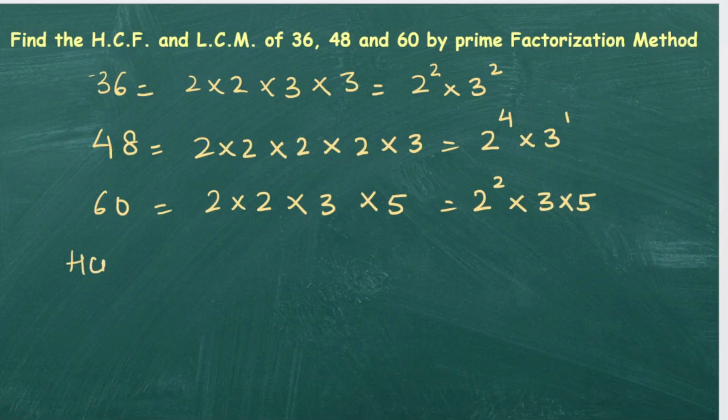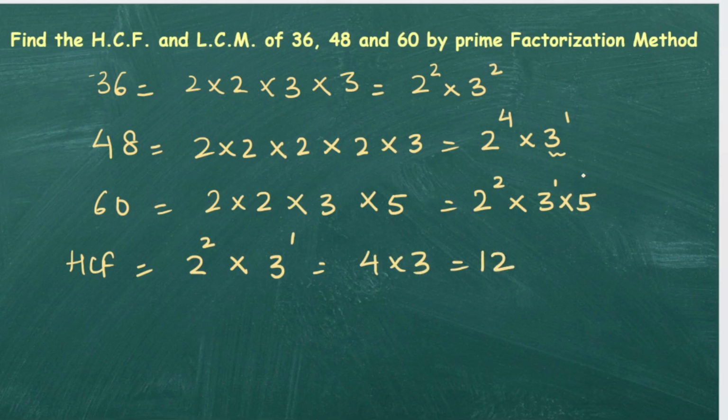Let's find their HCF. Which are the common factors? I can see 2 is the common factor. Is 3 a common factor? Yes. And is 5 a common factor? No. 5 is only present in the prime factorization of 60, not in the others. So 2 and 3 are the common prime factors, and now take their smallest power. So which is the smallest power of 2? That's 2 square. And which is the smallest power of 3? Of course this one. Yes, here also we have this. So 3 to the exponent 1. So 2 square is 4, 4 times 3 is 12, and that's the HCF of these three numbers.